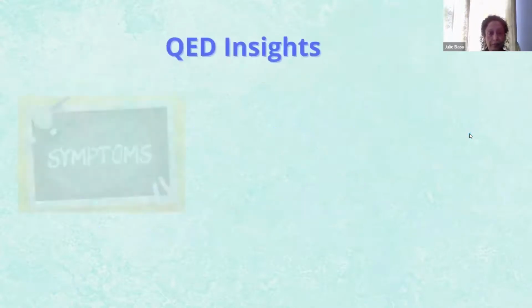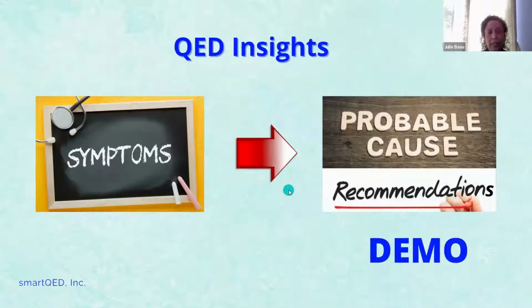So let's move on. Now, insights are basically generated by the ML engine that takes symptoms that you enter and generates probable cause recommendations. Let's see a quick demo on that.